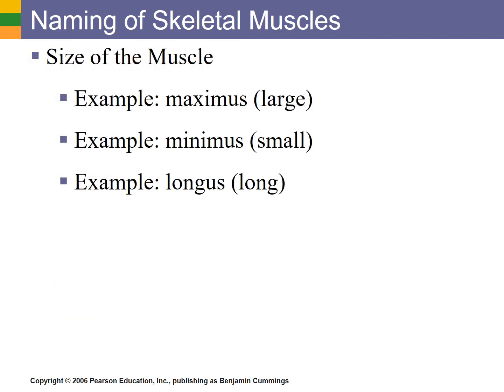As you study the muscles, you're going to run into terms like maximus, minimus, longus. These are terms that refer to the size of the muscle. For example, gluteus maximus. It's the largest muscle in the gluteal region. There's also a gluteus medius and there's a gluteus minimus. They are the middle-sized and smallest muscles in the gluteal region.